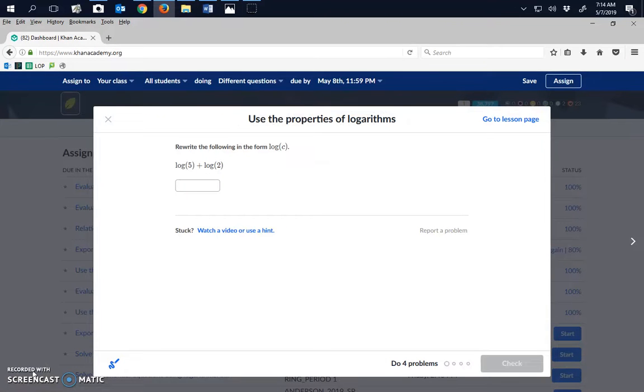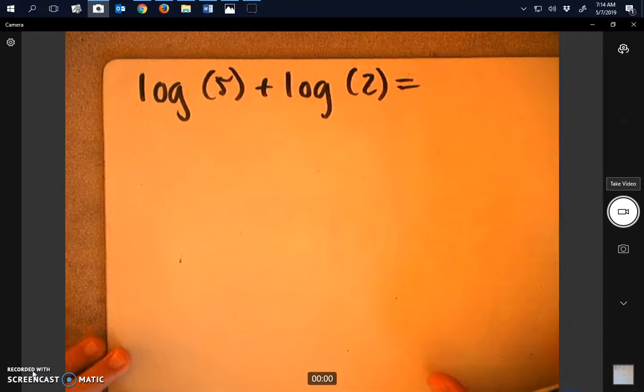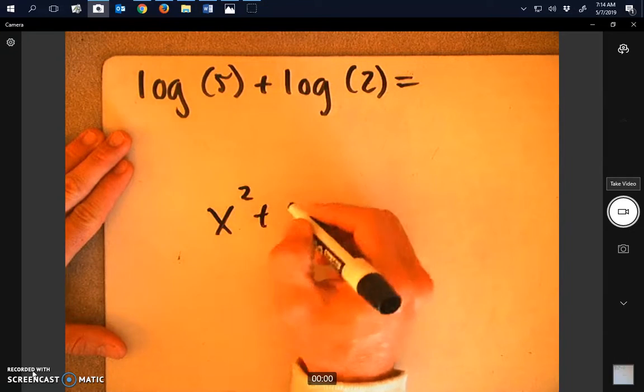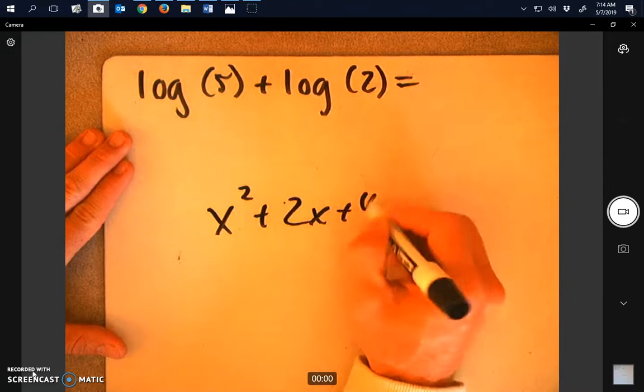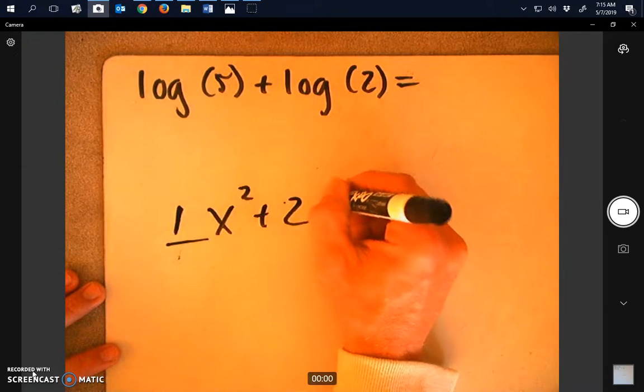Okay, so the problem we have is log of 5, and that's a base 10. We'll talk about that in a second. I don't think I've talked about that yet in my videos. So here's the question written down. Kind of like when we write, let's say, x squared plus 2x plus 4. Well, there's assumed to be a value out here, right? That value is 1. And there's also assumed to be a value right here, which is 1.